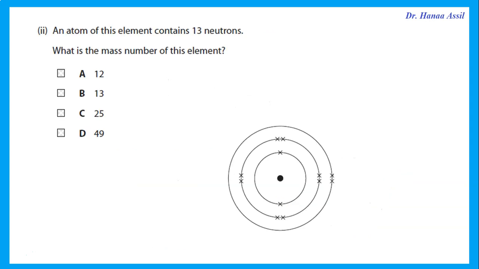An atom of this element contains 13 neutrons. What is the mass number? First of all, you should know the meaning of mass number. Mass number is the total number of protons plus neutrons. So we're told we have 13 neutrons. But how many protons? Well, you should know that the number of the protons is the same as the number of electrons, since this is an atom. So that means if you count the electrons, they are 12. That means we also have 12 protons. We're told we have 13 neutrons. So the total, that's the mass number, which is 25.